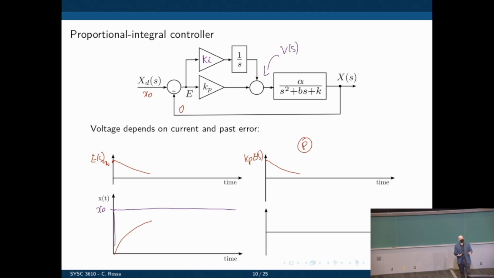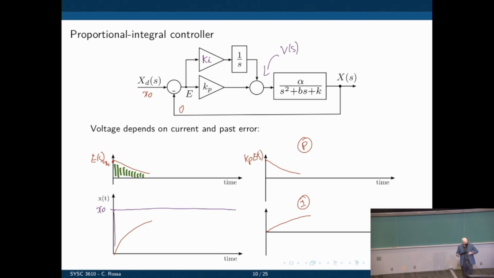But now we have this integral component added to it. So what is the integral component doing? Well, the integral component is the integral of the error. So it's actually taking the integral of this area over time. Let's plot it here. How does that look? Well, it's the integral, so it's just the area under the curve, something that will start to increase slowly like that.